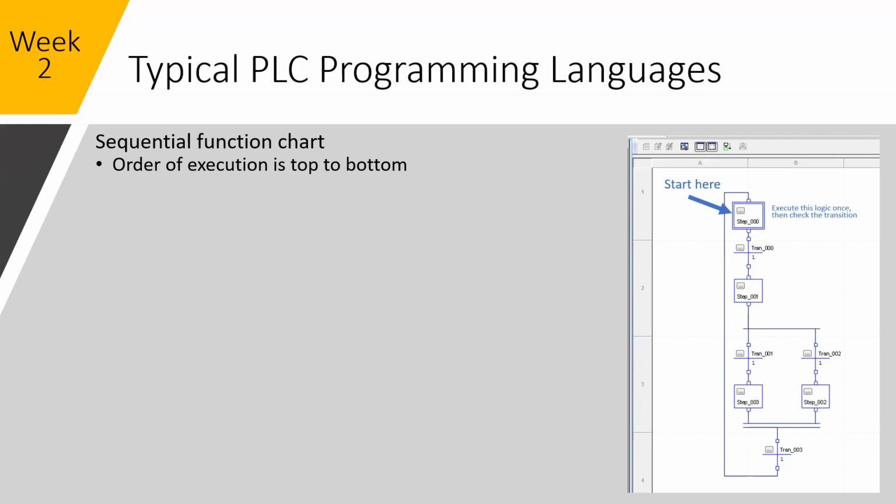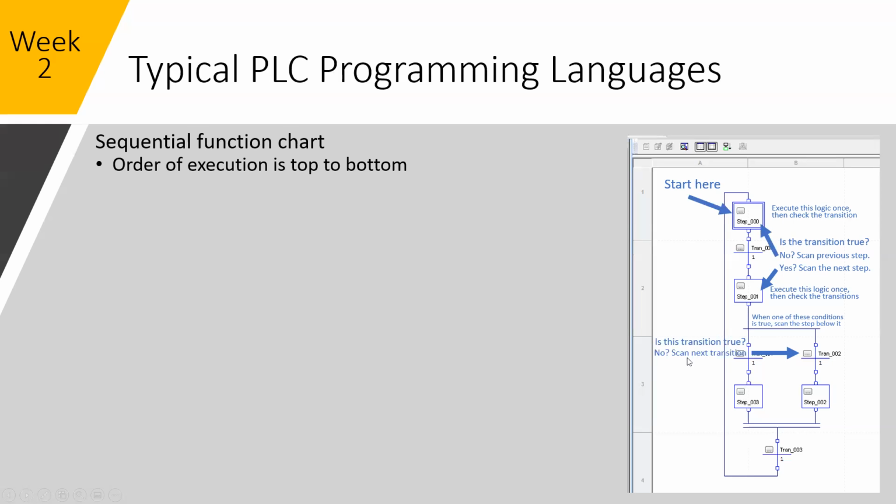So here we have execute the top task once, and then you're looking at the transition state beneath it. If the transition state is true, we're going to move on. If it's not true, then we're going to go back up to the first step, execute and scan this step. If the transition state is true, then we're going to move on to step one, execute this logic once, and then check the transition states. You have two transition states down here. So when one of these conditions is true, we're going to move on to one of those steps.